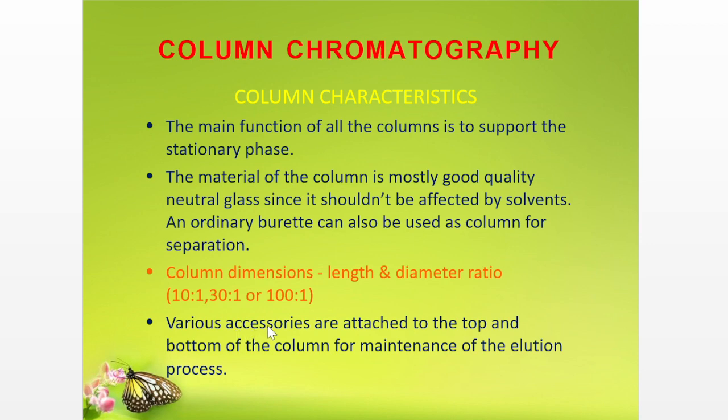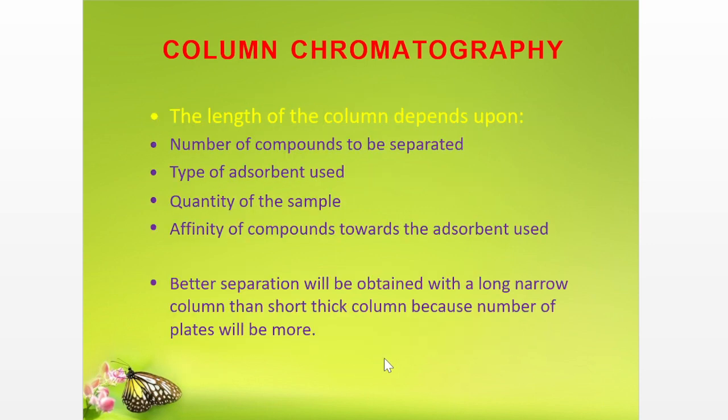Various accessories are attached to the top and bottom of the column for the maintenance of the elution process. The length of the column depends upon the number of components to be separated, the type of adsorbent used, the quantity of the sample, and the affinity of the compound toward the adsorbent used. Better separation will be obtained with a long, narrow column than a short, thick column because the number of plates will be more.